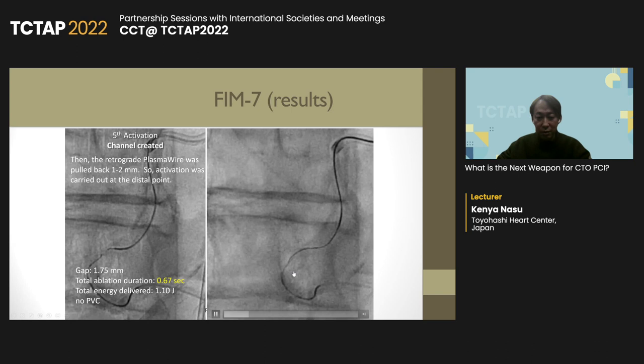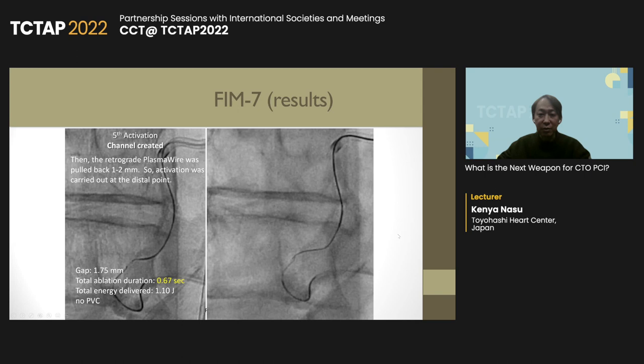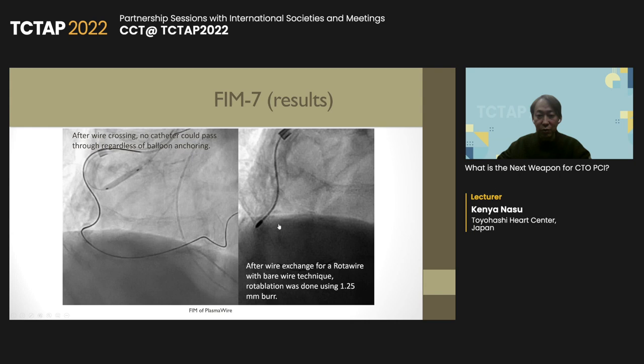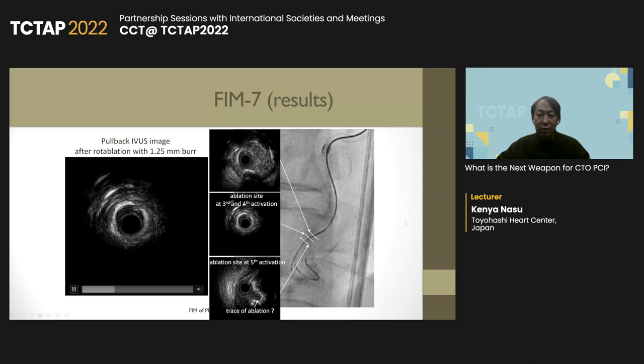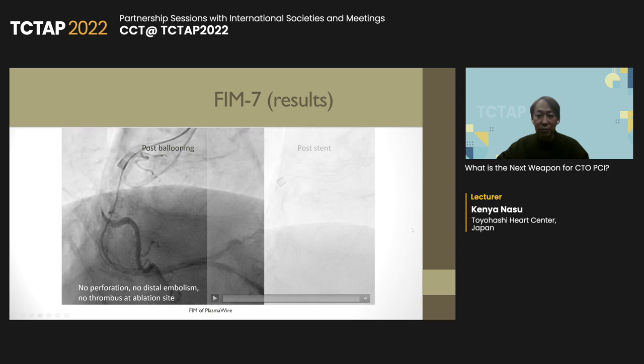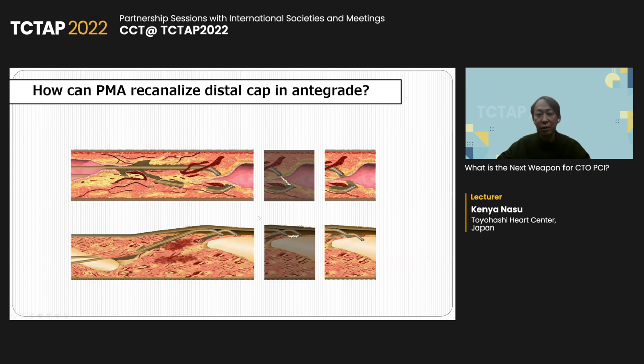But the region is very hard, so no balloon could be passed. Finally, we needed to do rotational ablation to treat this region. In our CT and IVUS findings after rotational ablation, you can see the napkin ring sign here. This is after ballooning, and this is the final shot. However, this method is not easy to use with the antegrade approach, because, as in this schema, creating the re-entry zone is not always easy.